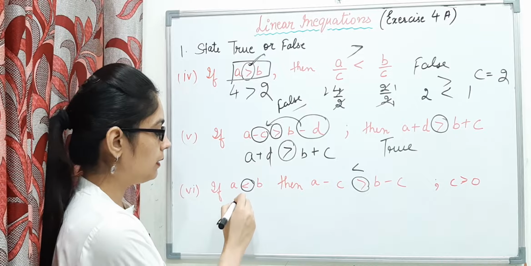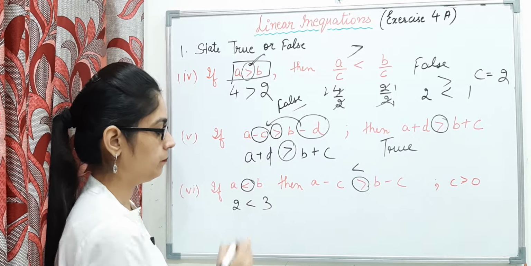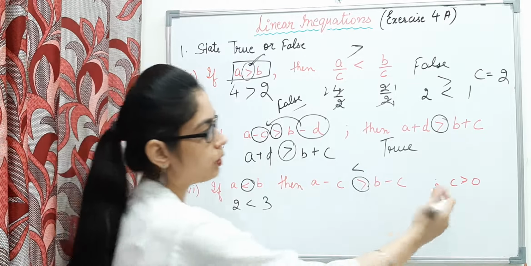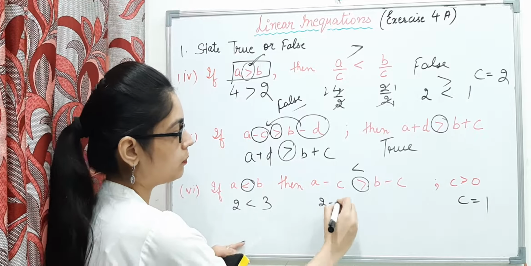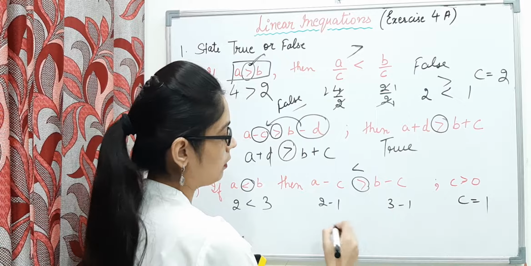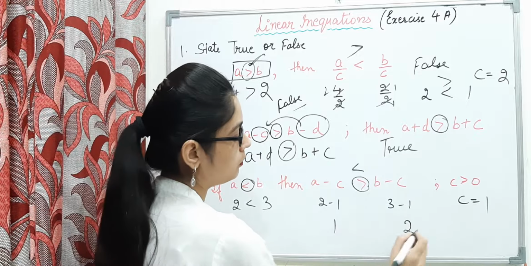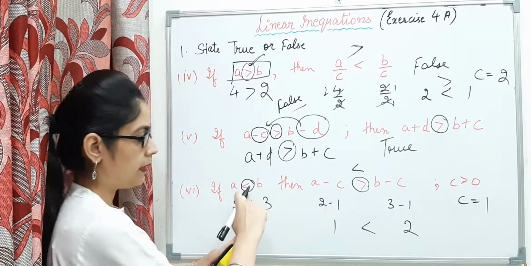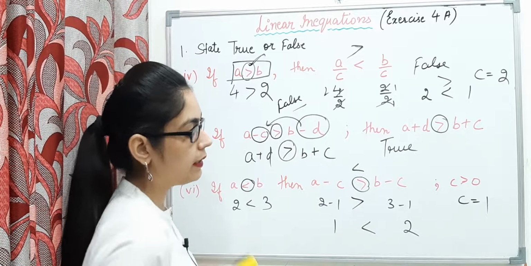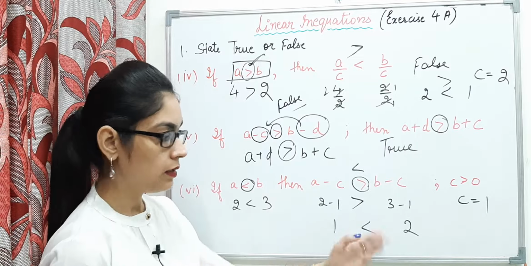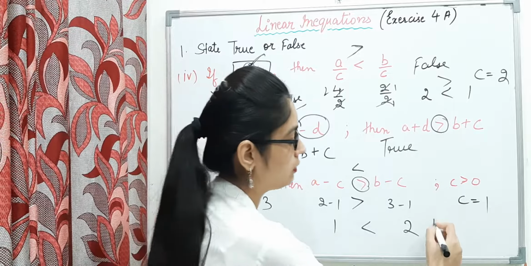So 2 is less than 3, we can take. C is a positive number, so C we can assume as 1. So 2 minus 1 and 3 minus 1. 2 minus 1 is 1, 3 minus 1 is 2. So it should be the same sign, because 1 is less than 2, but they have written the greater than sign. So 1 is greater than 2, no, it is false.